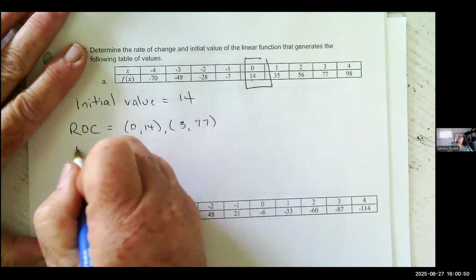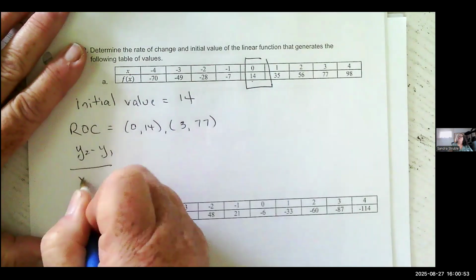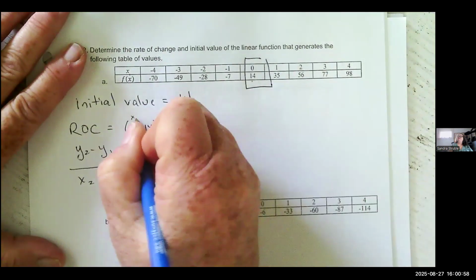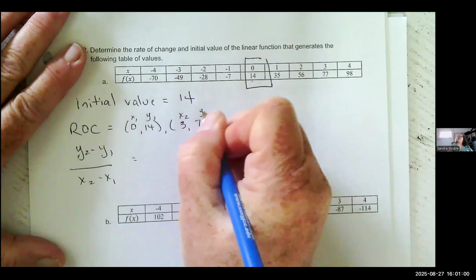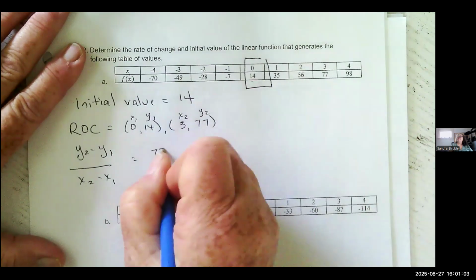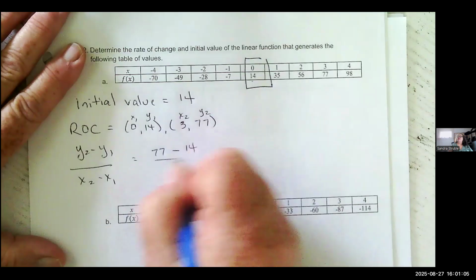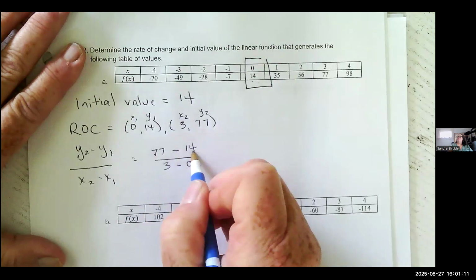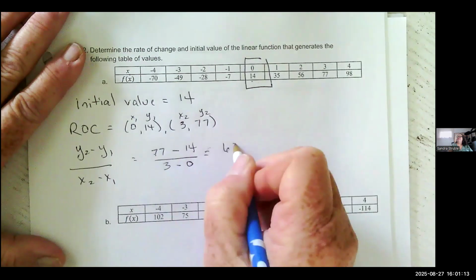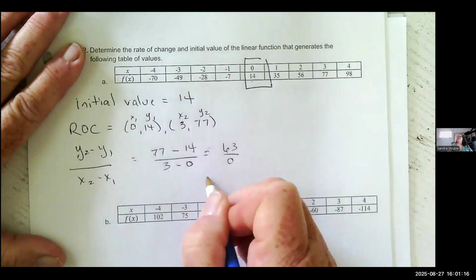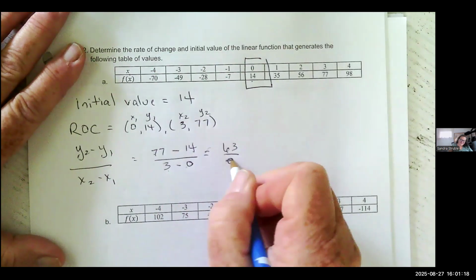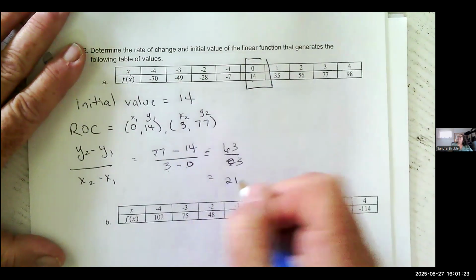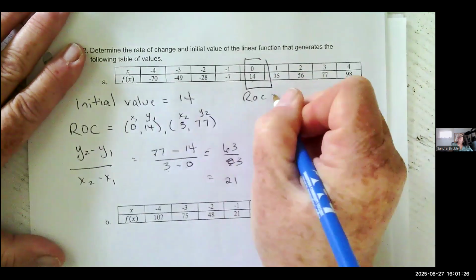All right, so I'm going to go y sub 2 minus y sub 1 over x sub 2 minus x sub 1. I need a label. So y sub 2 minus y sub 1 over x sub 2 minus x sub 1. 77 minus 14 is 63. 3 minus 0 is 3. And then I can just divide or reduce, and this is going to give me 21. So my rate of change is 21.